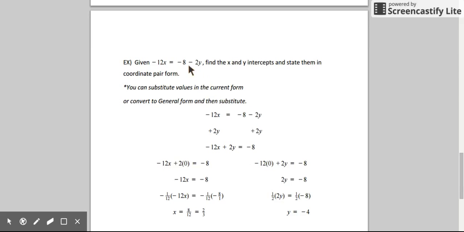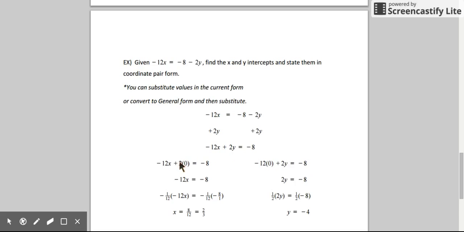So to put it into general form, I need my x's and my y's on the same side. So I'm going to put 2y over on the other side by adding it to both sides. Now I have my x's and my y's on the same side. This is general form. So now it's set up to just plug in 0 and solve for the other variable.